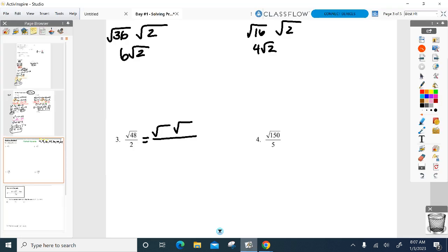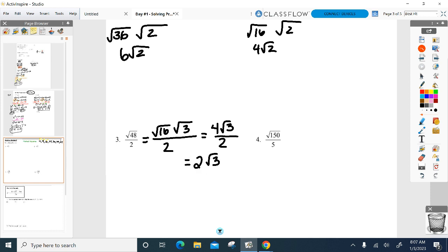16 times 3. Good. Over 2. What did it break down into all the way there, Ellen? What do you have? 4. Okay, so 4 radical 3 over 2. Everyone's good? Now you do the division you can. All right, now you can divide 4 over 2. So my final simplified answer would be 2 radical 3.